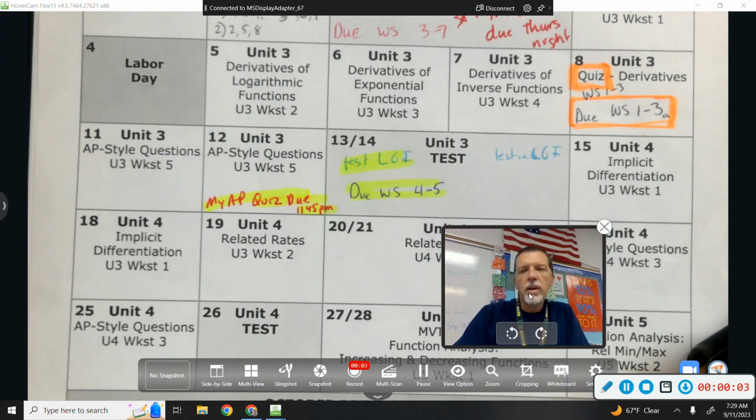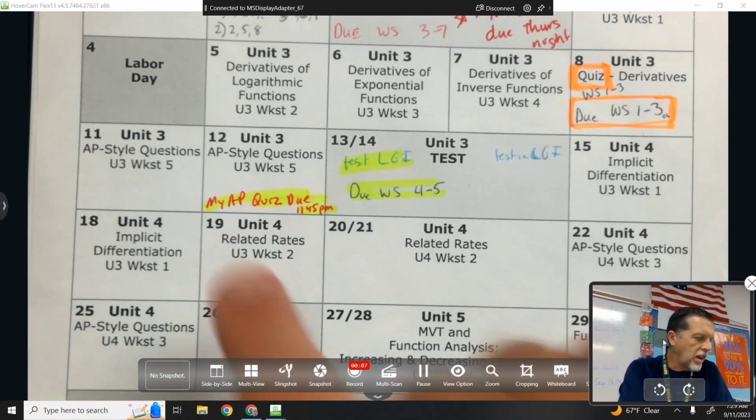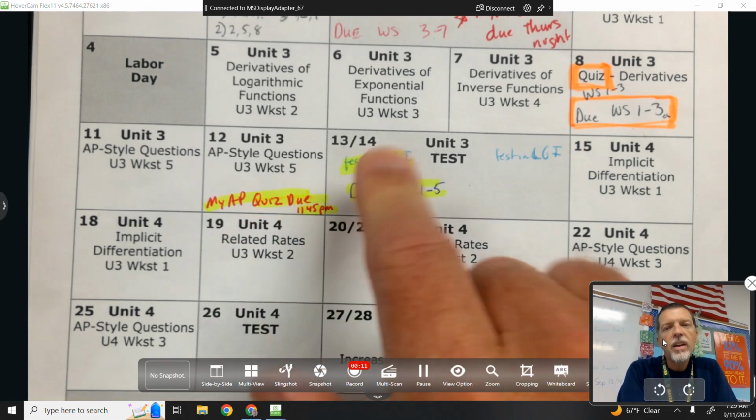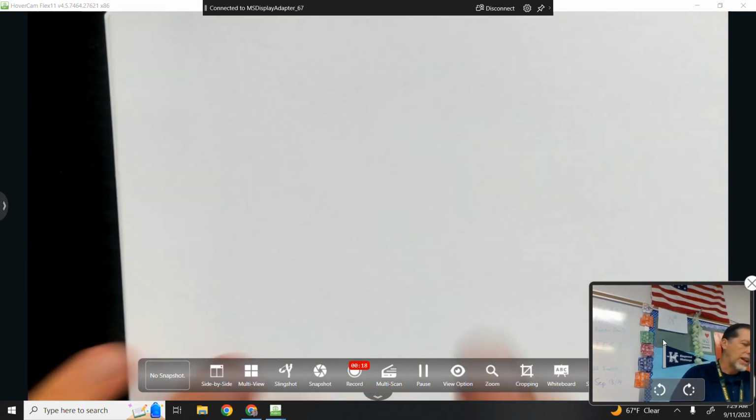So some information regarding the test on block day. It'll be in the LGI. There's an AP Classroom that's due Tuesday night. Worksheets 4 and 5 will be due. And then also the test outline.